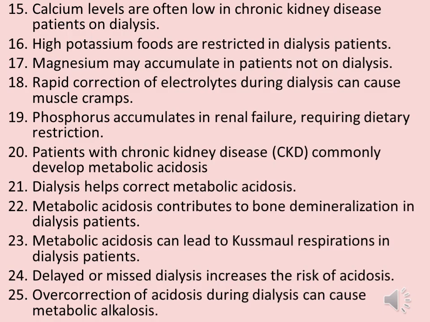Phosphorus accumulates in renal failure and requires dietary restriction. It's because the kidney can't excrete phosphorus, which leads to an increased level of phosphorus in the blood. So that will cause bone and vascular problems.